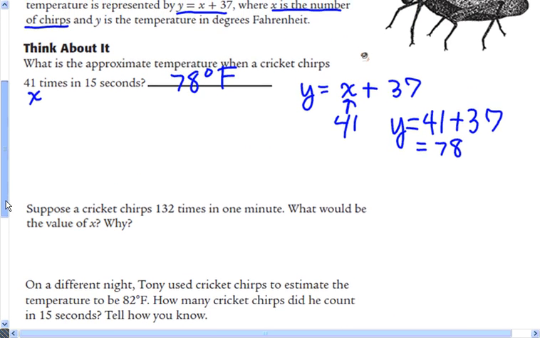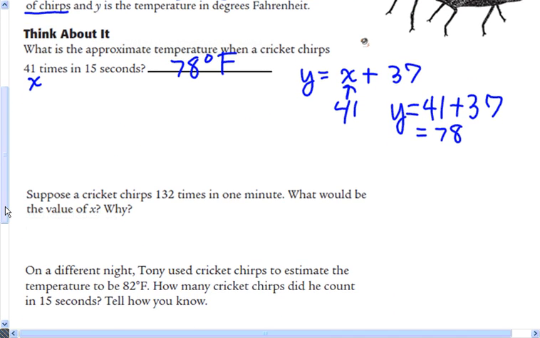Okay, suppose a cricket chirps 132 times in 1 minute. What would be the value of x? Well, x is the number of chirps in 15 seconds. So in 1 minute, that's 60 seconds. We would have to divide that by 15 to see how many groups of 15 seconds there are in a minute. And that would be 4.